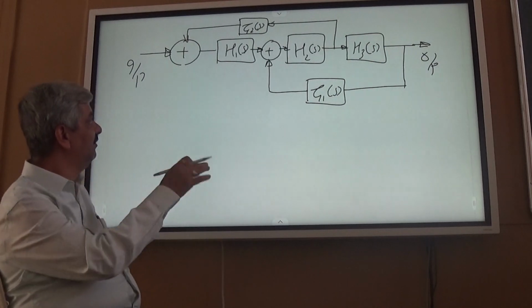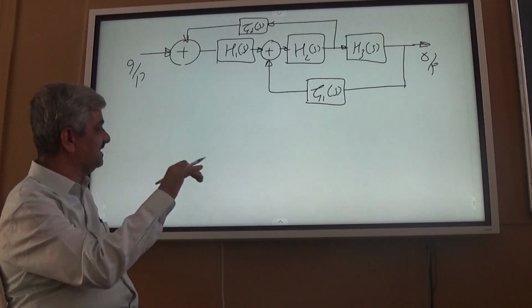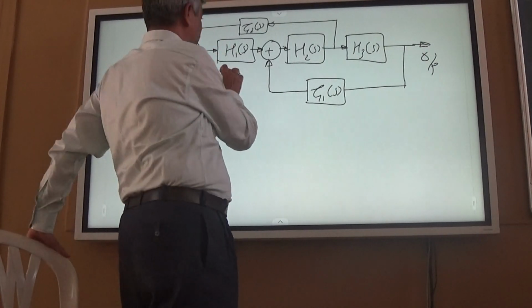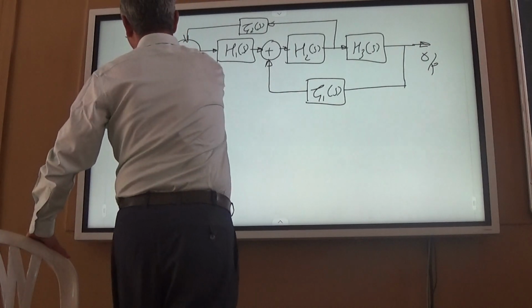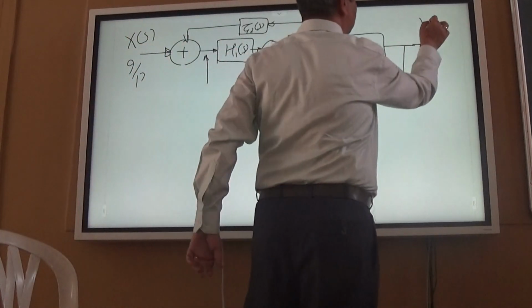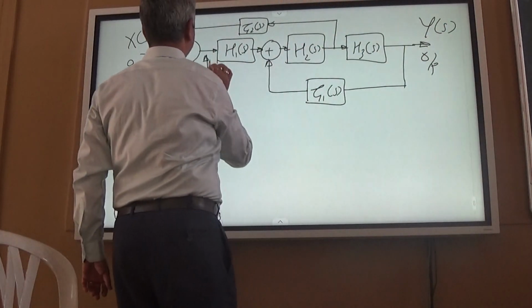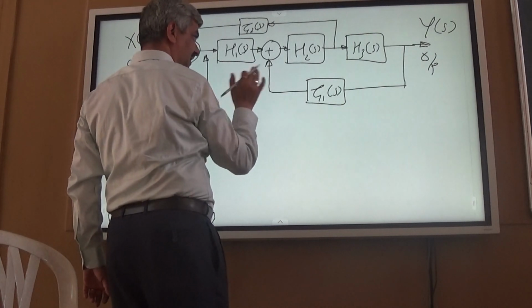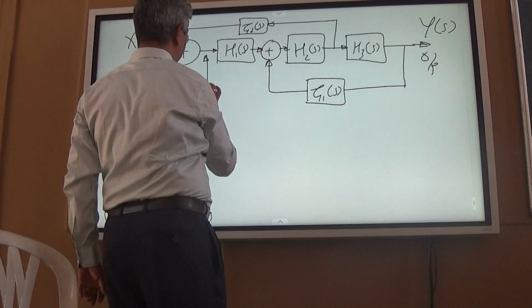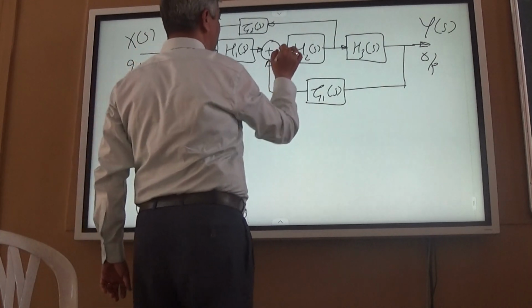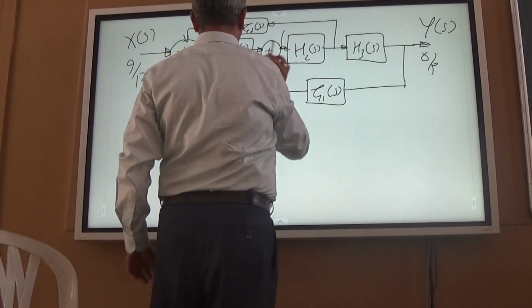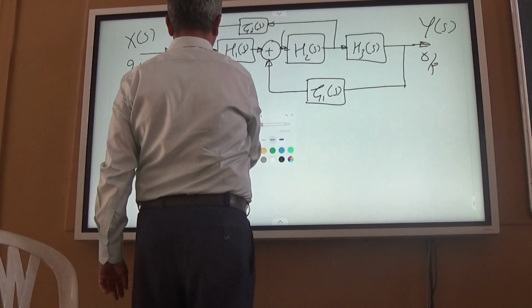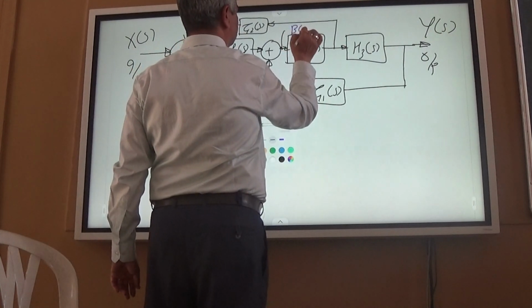So, what are the immediate steps needed? Immediate steps needed are to name these intermediate points. This is X(s), this is Y(s), and we can give some other simple names. Say, let us say this is A(s) and this is B(s).